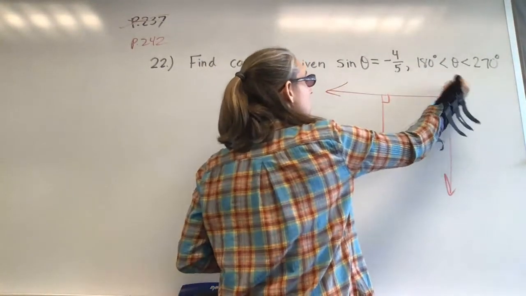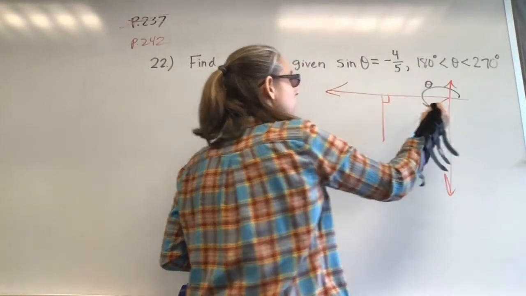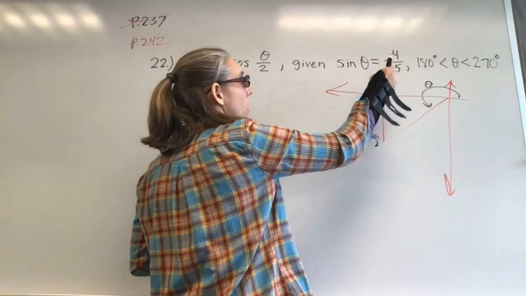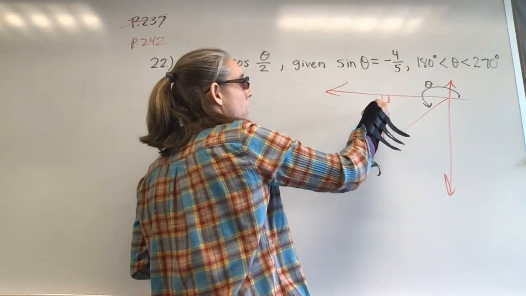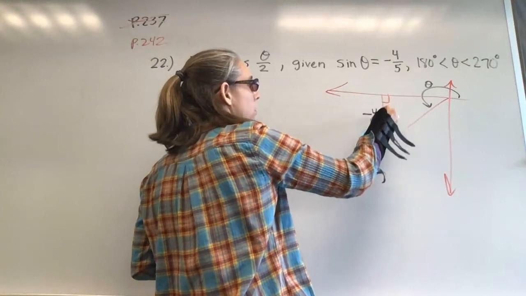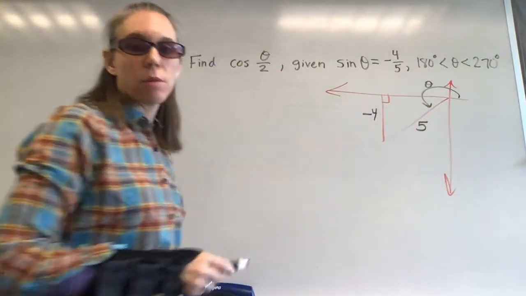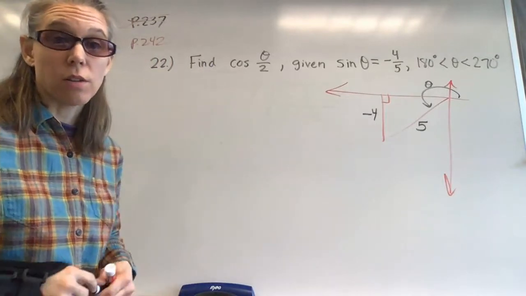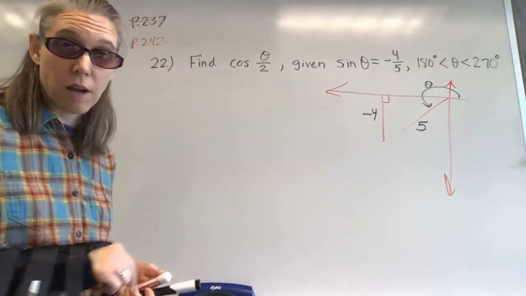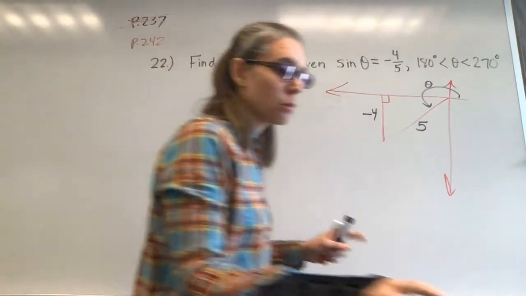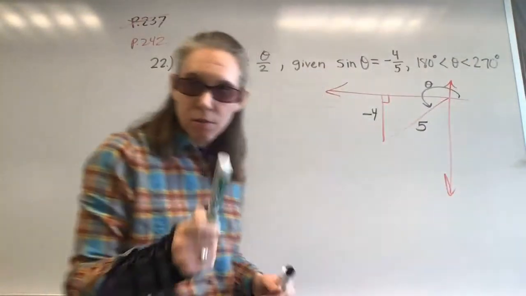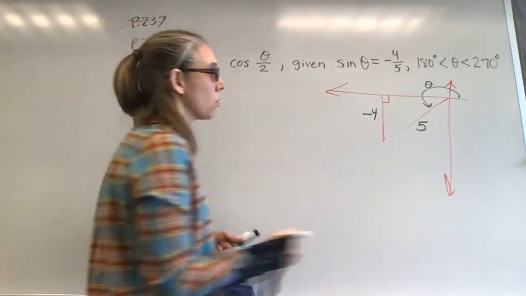So here is my theta value. My theta value has a reference triangle with a sine theta of negative 4 over 5, which means that I go down 4, and my hypotenuse is 5. And that would mean that my missing side of the triangle is a 3, since it's a 3, 4, 5 triangle. But I want to label it as a negative 3 because we are in the third quadrant.